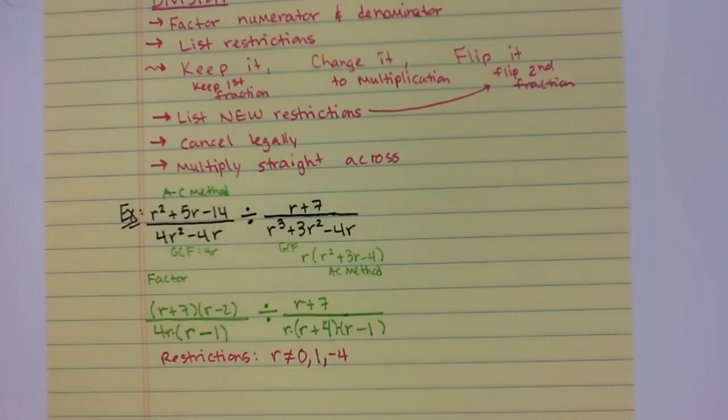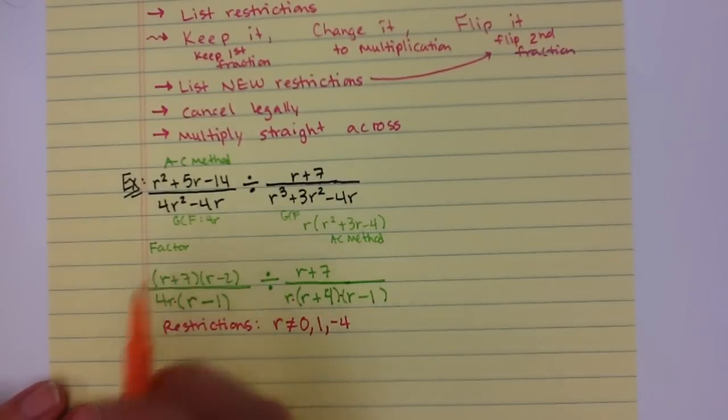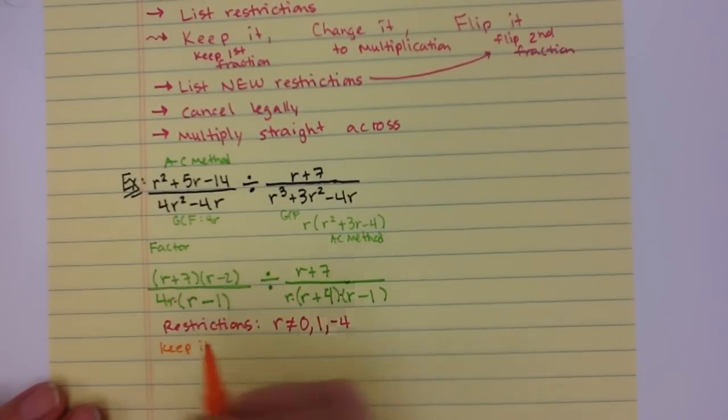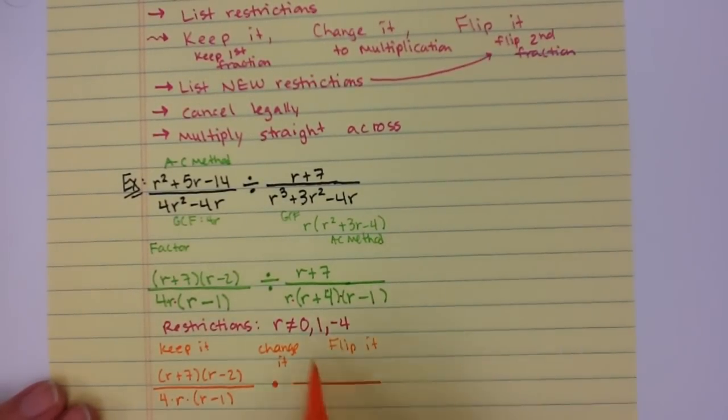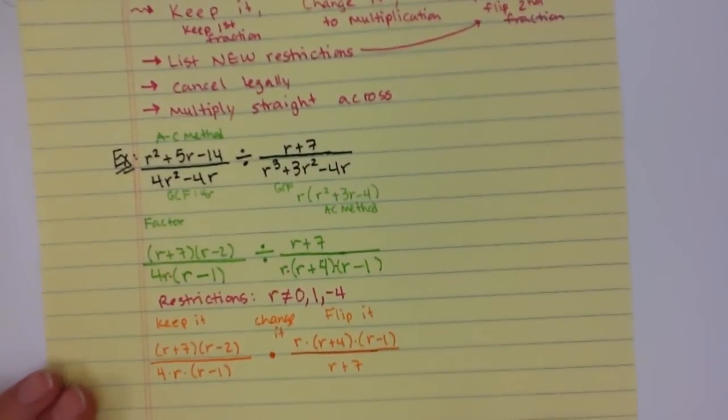And then the next thing I'm going to do is keep it, change it, flip it. So keep it, I keep the first fraction. So it stays r plus 7 times r minus 2 over 4 times r minus 1. Change it. So now I make it multiplication. And then flip it. So I'm going to put the denominator on the numerator, so r times r plus 4 times r minus 1. Put the numerator on the denominator, r plus 7.